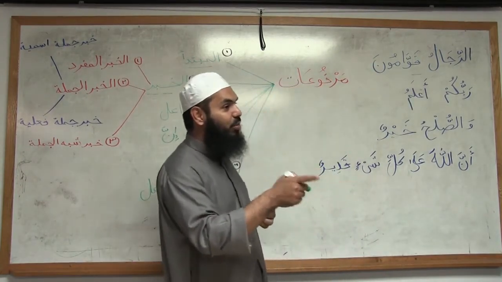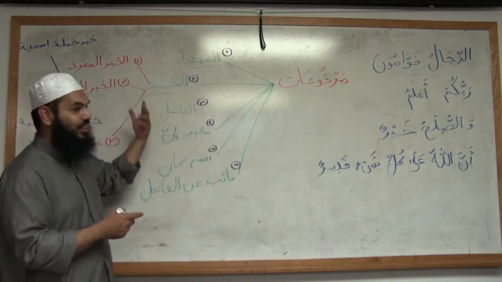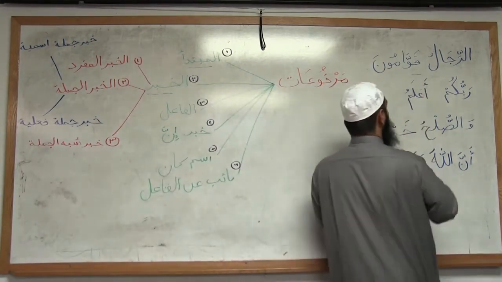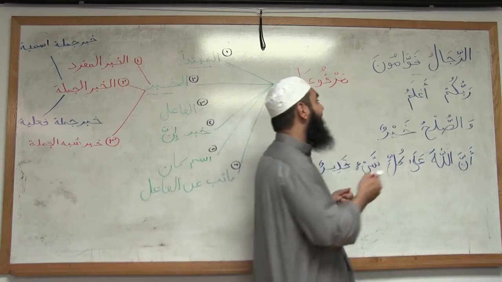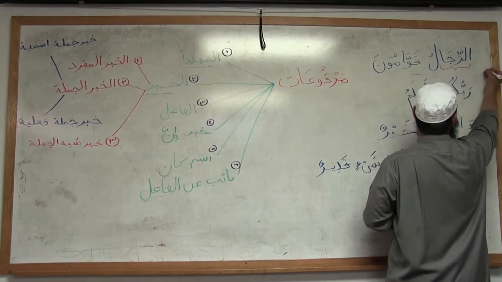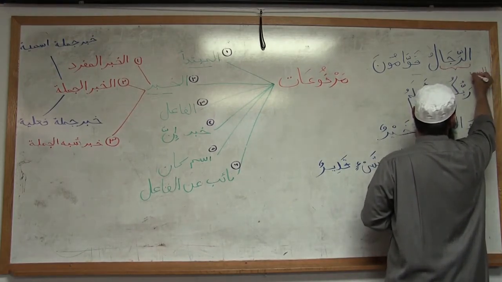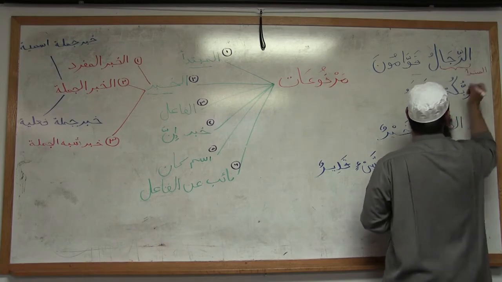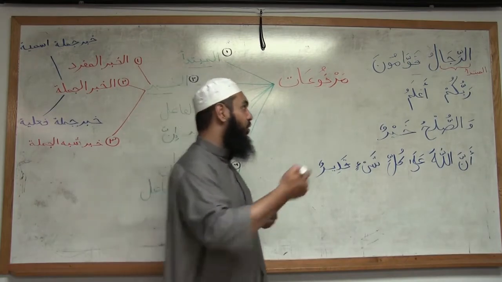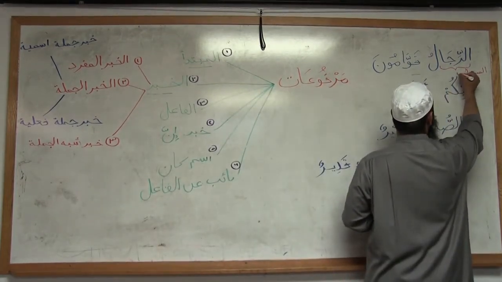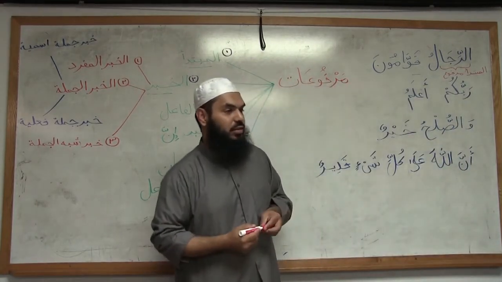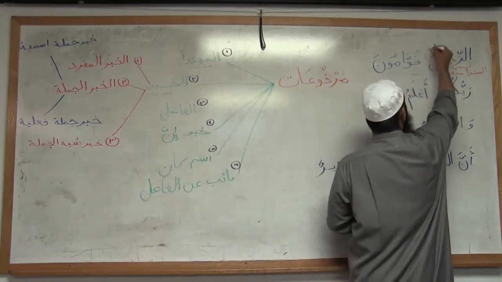Now, the jumla ismiya must have two things. They're both on this board, so I don't think it should be too difficult. Mubtada, khabar. Excellent. So, let's make i'rab here. Where is your mubtada? Right there. Al-mubtada, is it marfu', mansub, majroor? Marfu'. Excellent. How did you know it was marfu'? Dhamma. Excellent, the dhamma on the lam.